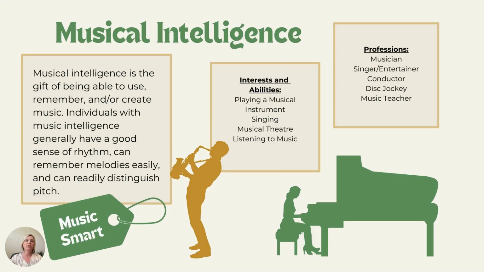The next area of intelligence is musical intelligence. Musical intelligence is the gift of being able to use, remember, and or create music. Individuals with musical intelligence generally have a good sense of rhythm. They can remember melodies easily and can readily distinguish such. Interests and abilities in the musical intelligence are playing a musical instrument, singing, musical theater, listening to music, and so on. And quite often we see professions in this area such as musicians, singers, entertainers, conductors, disc jockeys, and music teachers. The list goes on and on.